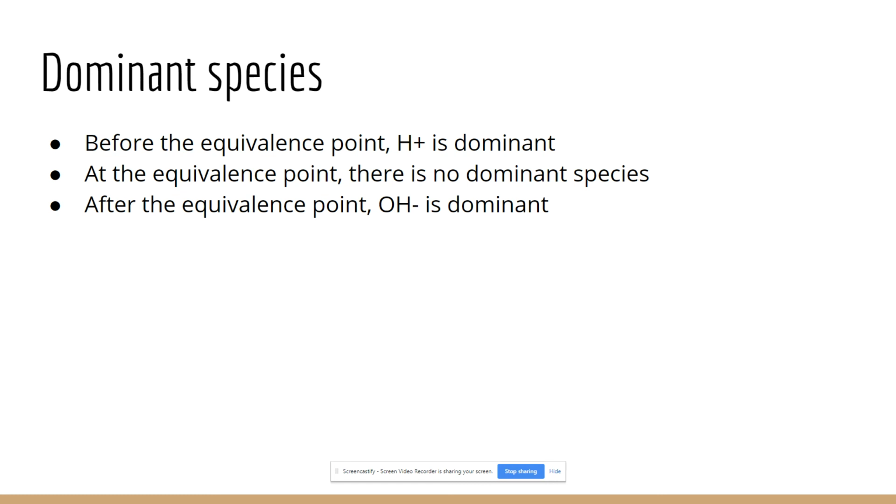At the equivalence point, there's no dominant species in a perfect experiment aside from water. And then after the equivalence point, OH minus is dominant. It's the dominant species that really determines the pH, and that's why it's important to understand.